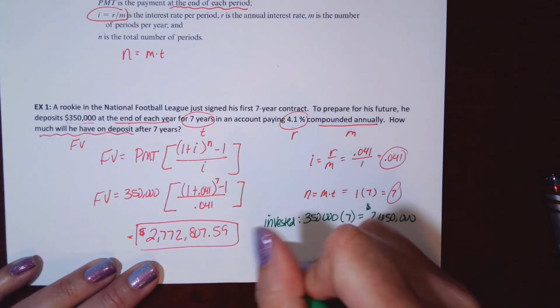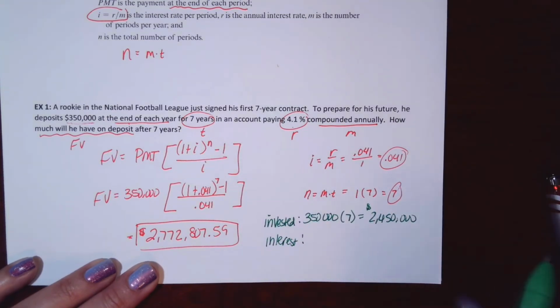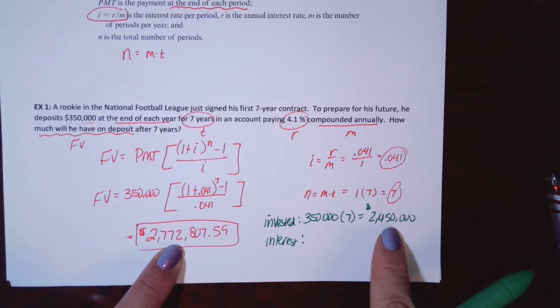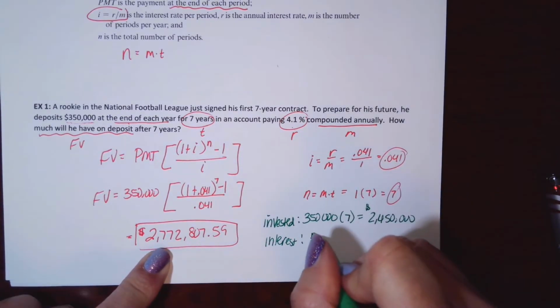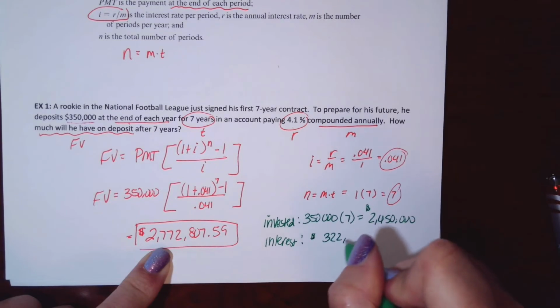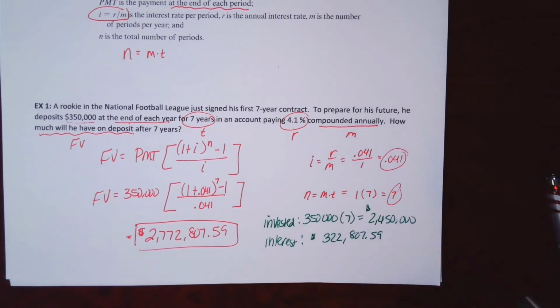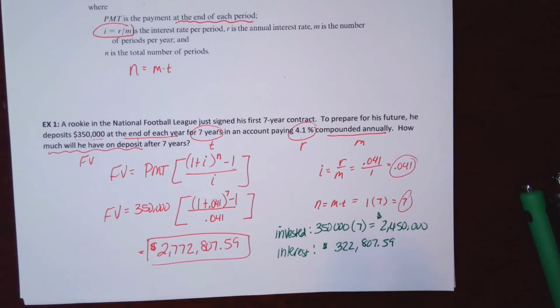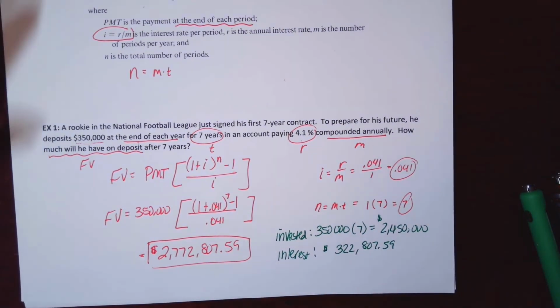That means that the interest that he earned is the difference between what he invested and what he ended up with. So if I subtract these two totals, I find out that he earned $322,807.59 of interest, which that's almost another year's worth of investment. And he's still got almost $3 million that he wouldn't have had if he just spent it all.